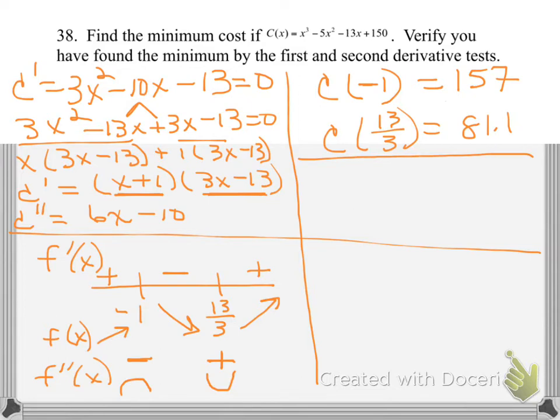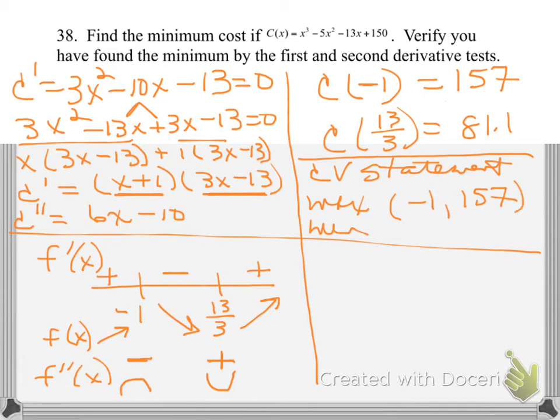I should have a statement. So here should be your critical value statement. So again, talk about the derivative, talk about the result of your second derivative test, and by the first and second derivative test, the first is checking the sign change of the slope, the second is checking the concavity, and you have a max at -1, so that max point is going to be -1, 157, and you're going to have a min at the point 13/3, 81.8.